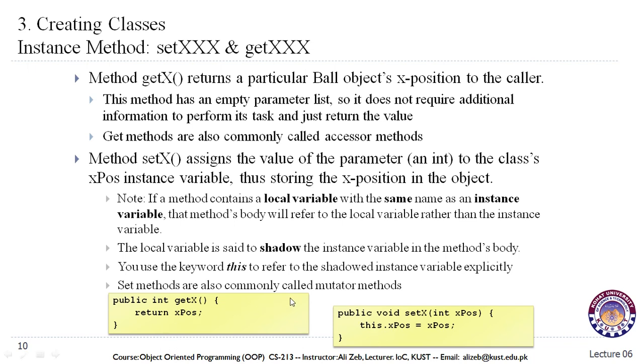Set methods are also commonly called mutator methods because these methods change or mutate the initial values of our instance variable, so they can also be called mutator methods. Now we look at the use of setter and getter methods in our BMI calculator class as well.